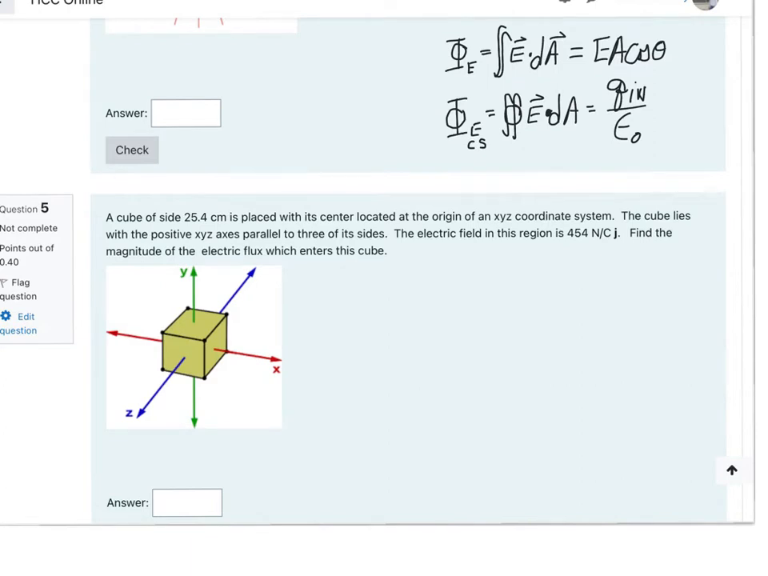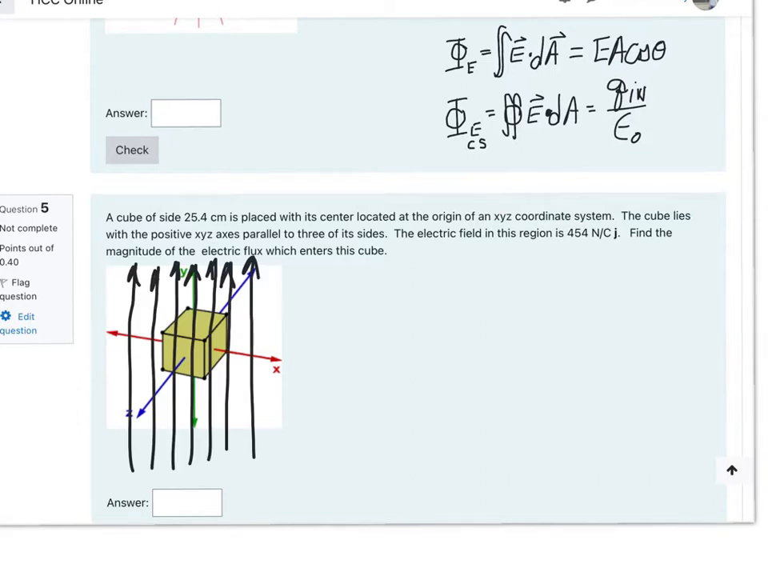The cube lines up with the axes, and we're given this as the field. So it's a uniform field, right? The electric field in the region is one number, so it has to be a uniform field. So do you know how to draw that? Do you know how to visualize that? It's important that you can visualize it. So that's what it looks like, a uniform electric field in the j hat direction.